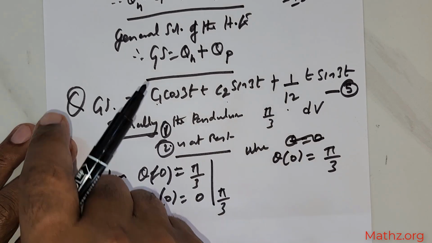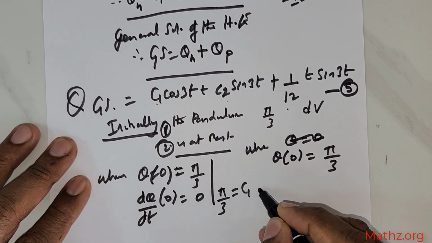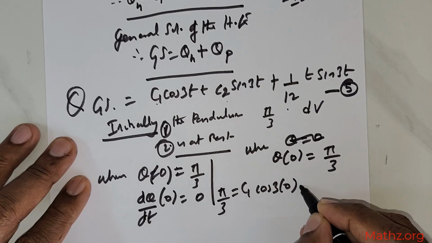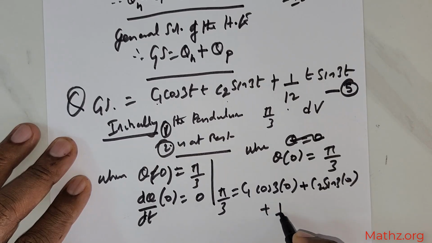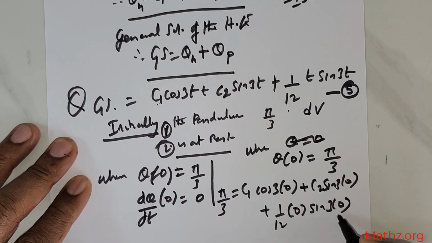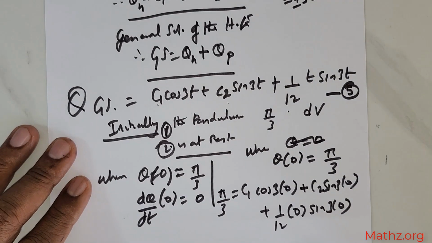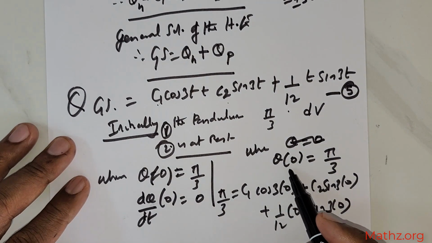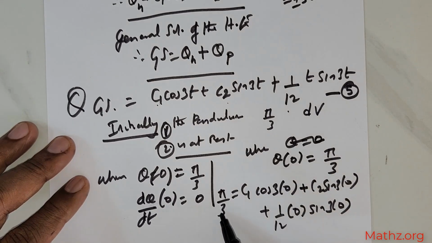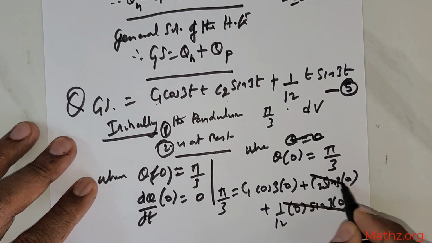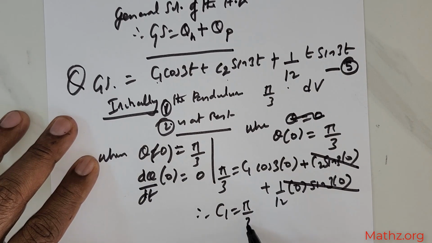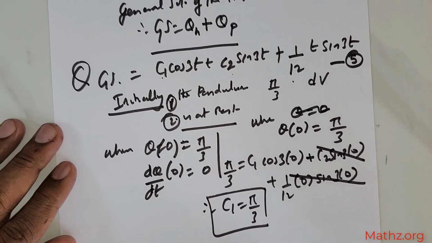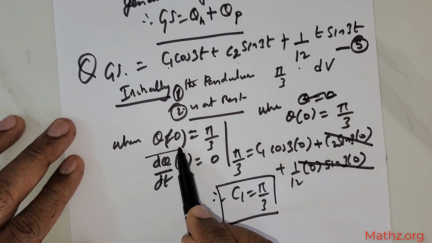So this is going to be pi over 3 is equal to c1 times cos of 3 of 0 positive c2 times sin of 3 of 0 positive 1 over 12 of 0 times sin of 3 of 0, right? So t takes the value 0, and at t equal to 0 the value of theta is pi over 3. So that's the understanding. So this goes to 0, this goes to 0, and this will give you 1. So therefore the constant C1 is pi over 3. Okay, fair enough, that is got. So this is obtained using the first information.